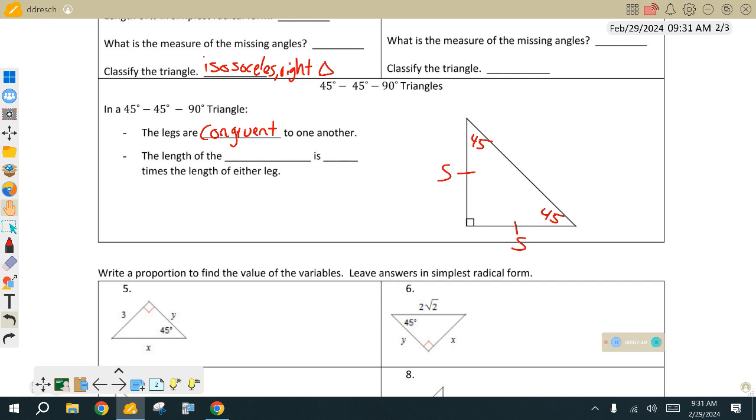Okay, now, what is the relationship to find the hypotenuse? The length of the blank is blank times the leg to the length of either leg. The length of the hypotenuse is what? Is the square root of 2 times the length of either leg. So S square root of 2.